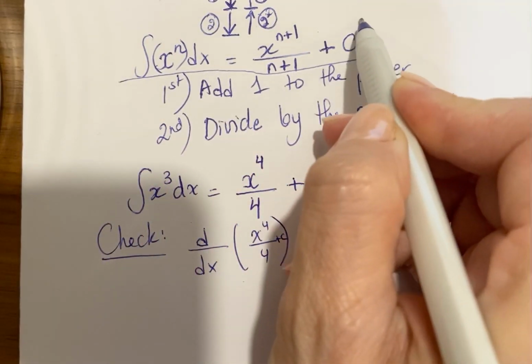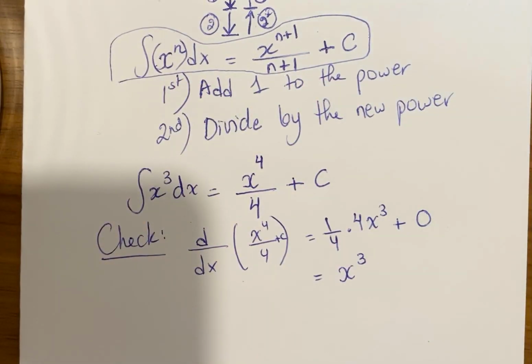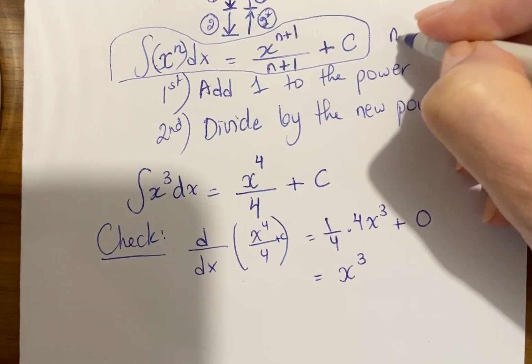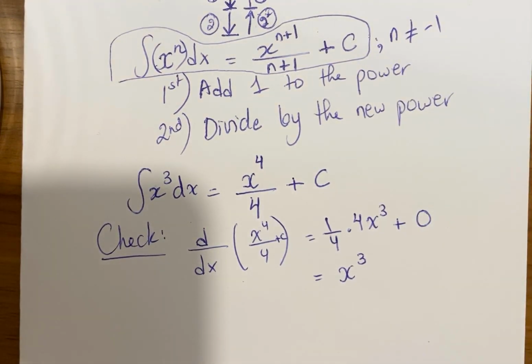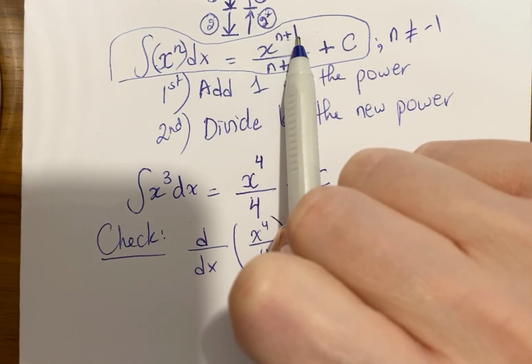We have shown that the antiderivative of x to the power n dx is x^(n+1) over n plus 1, plus c. This is how we work it out. This works for all n except minus 1. The only n that it doesn't work for is minus 1. Why? Because if I want to do x to the power minus 1 plus 1, I'll get 0.